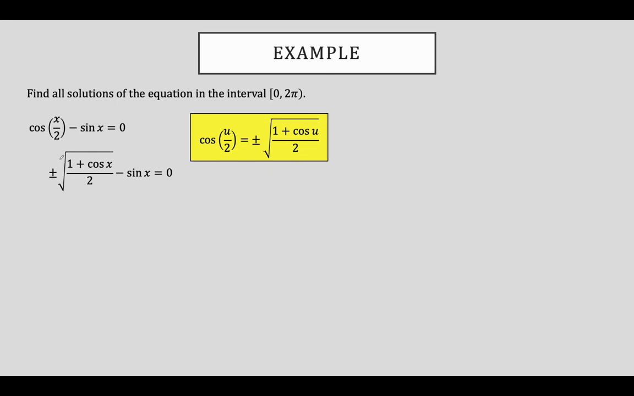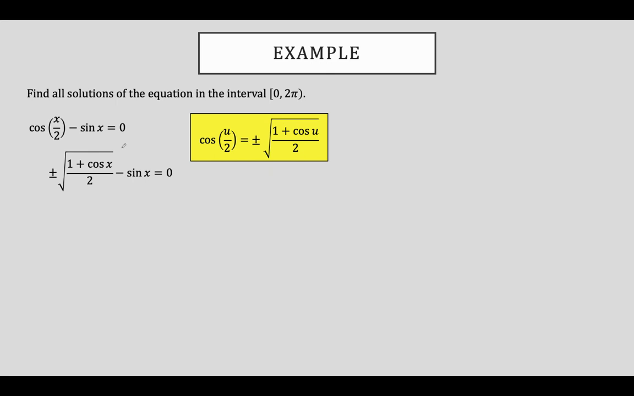Notice that we have to keep this plus or minus in front because if we're finding solutions in the interval 0 to 2 pi, those angles could be in any of the four quadrants. So we must include the plus or minus in the equation. Well, that makes this equation pretty ugly. So what can we do to help us get rid of this square root? Squaring both sides of the equation is going to help.